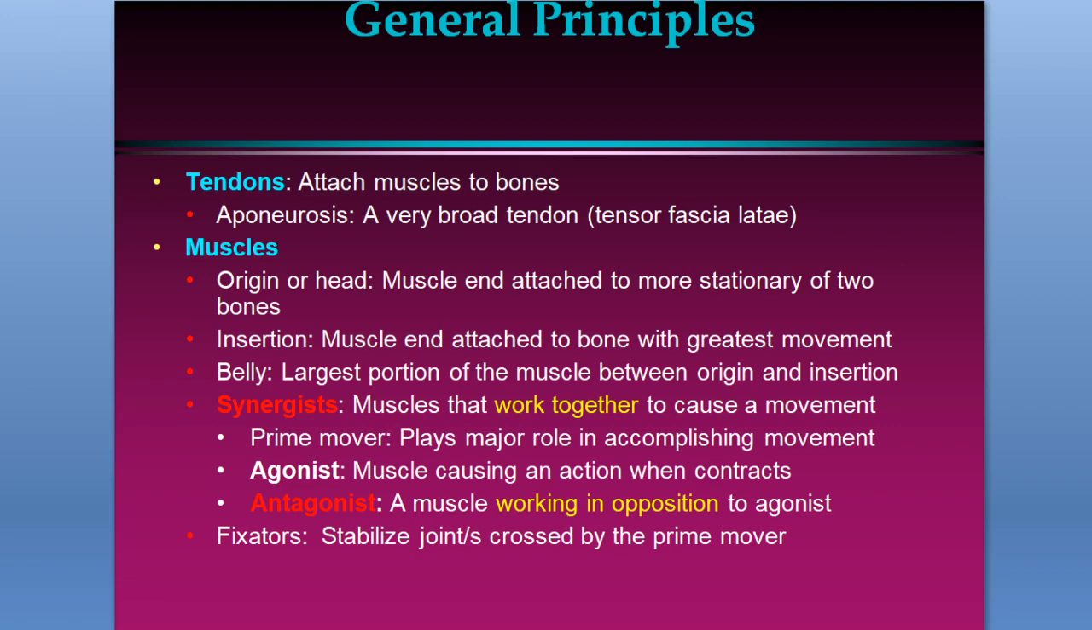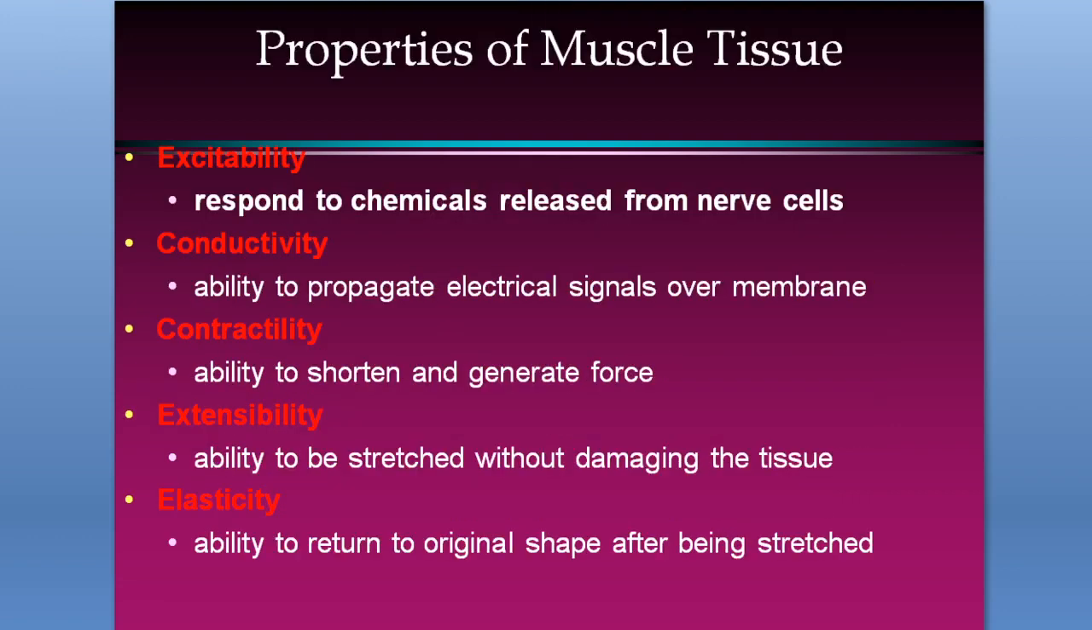Okay, so next we've got some properties of muscles. Muscles provide us with certain attributes or properties. All muscles follow these properties. So all muscles are excitable. So they actually can respond to chemicals and move. All muscles are conductible or have conductivity, which means they can move electricity through them.